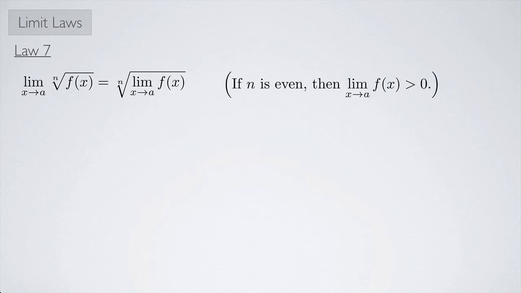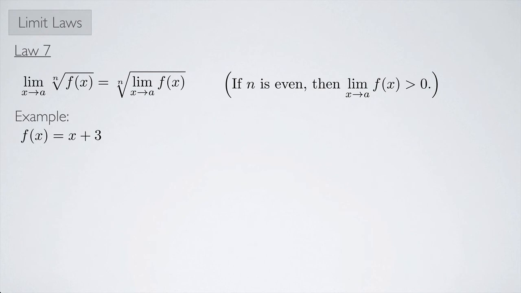Okay, here's the last law. This is law number 7, and this says that the limit as x approaches a of the nth root of f of x equals the nth root of the limit as x approaches a of f of x. In other words, you can bring the limit inside the root. And remember that if n is even, then we need to have the limit as x approaches a of f of x being greater than 0, because we don't want to do square roots of negative numbers here. We're only dealing with real numbers here.